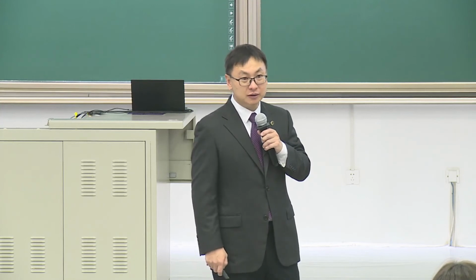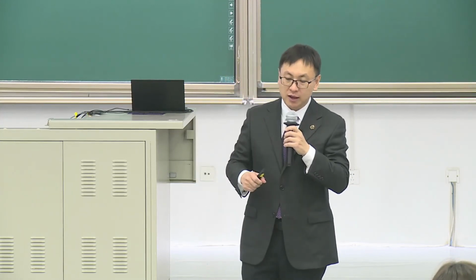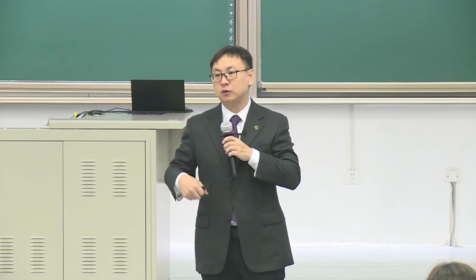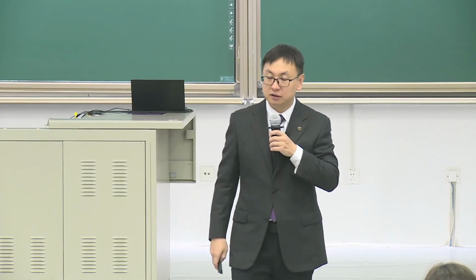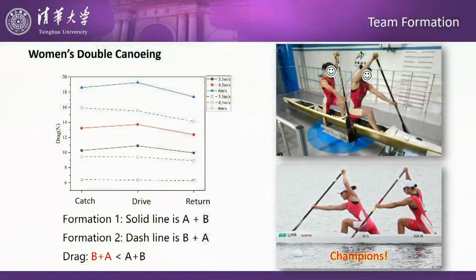Then team formation. When athletes are on the boat, everyone has their own performance, but seat changes can cause a lot of difference. Here we have A at the front, B at the back, the solid line. The dashed line is B in the front, A at the back. Then what do we have? A big difference, 10 to 30%. So B plus A is better than A plus B. They are champions in Tokyo.